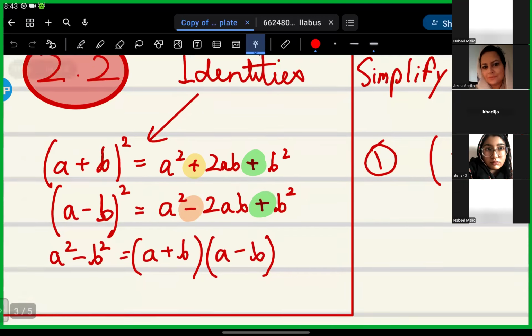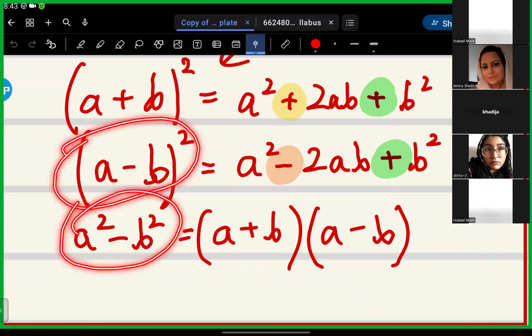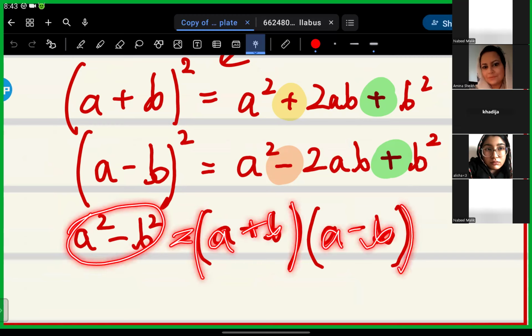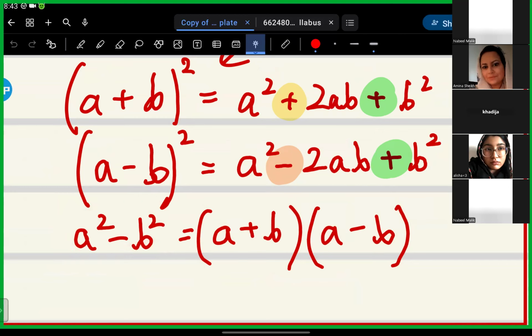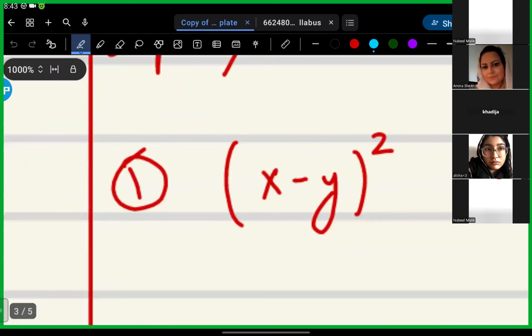So that's another identity. Another identity is a square minus b square. There is this and this, which are two different things, so you have to keep that in mind. Now a square minus b square is equal to a plus b times a minus b. Now I've got some exercises set up for you, so you may solve them. The first one is this. It's quite obvious.